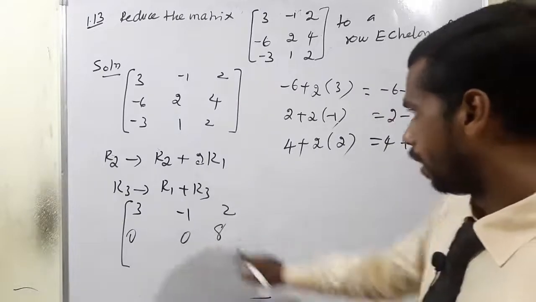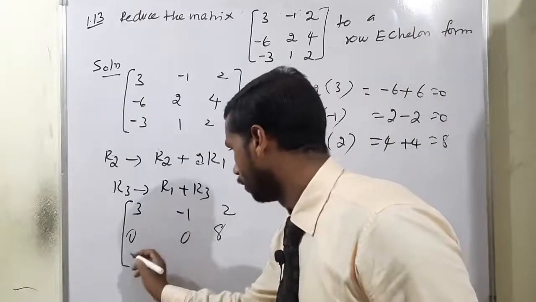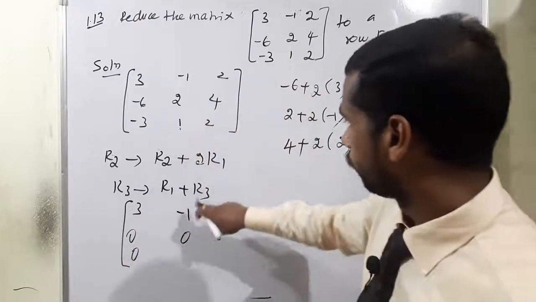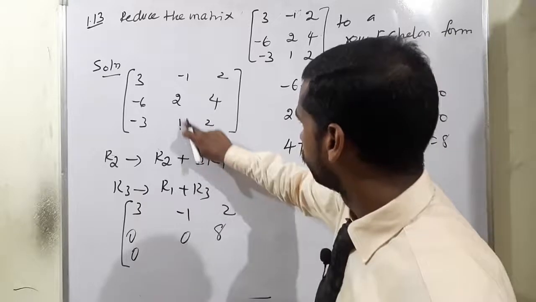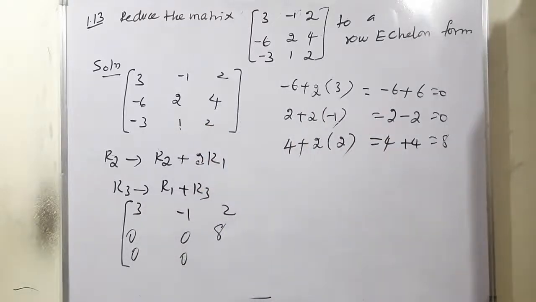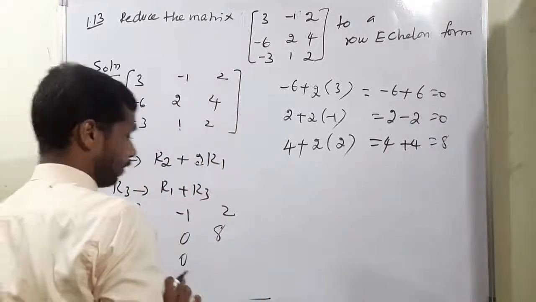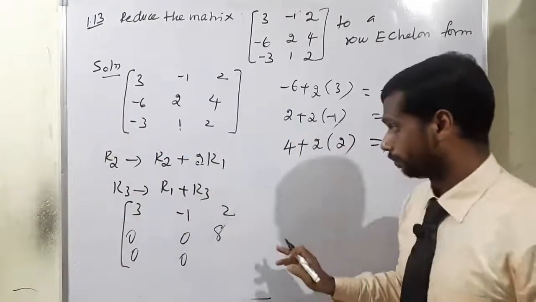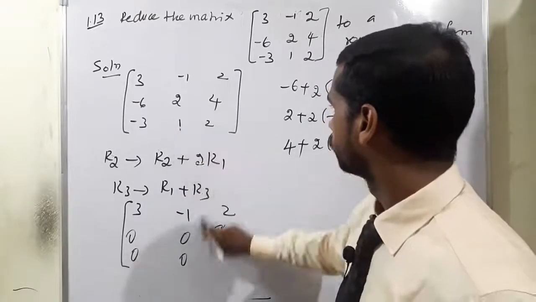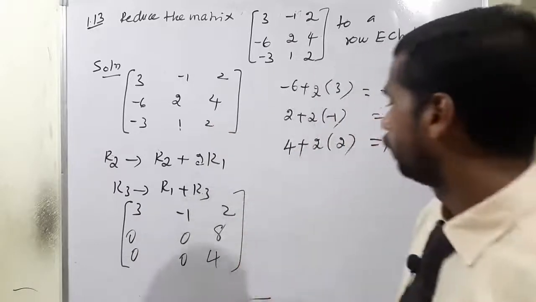Next one, R1 plus R3. Directly we can write now, minus 3 plus 3, so the value will be 0. Then 1, listen very carefully, plus, there is already minus 1, so 1 minus 1 is equal to 0. So now 0, 0, 8. Next one, we know R1 plus R3, so 1 minus 1, now 2 plus 2, the value will be 4.